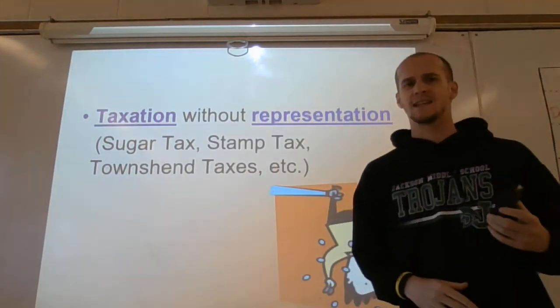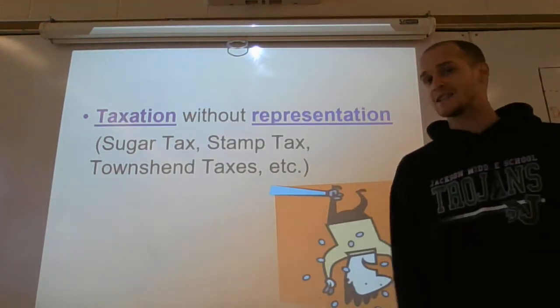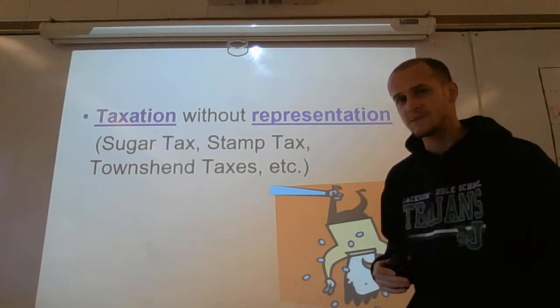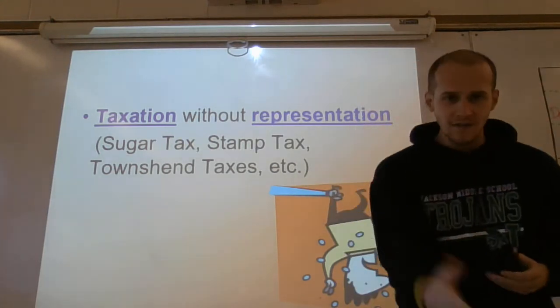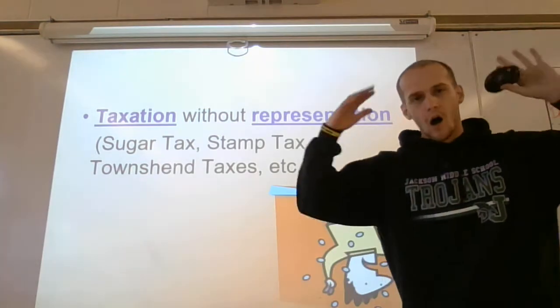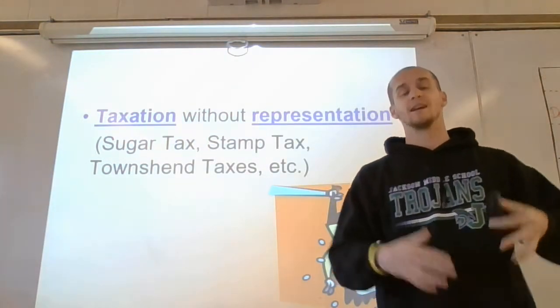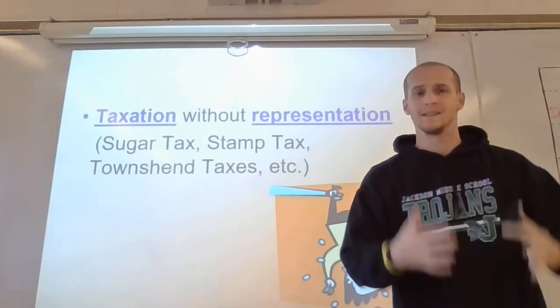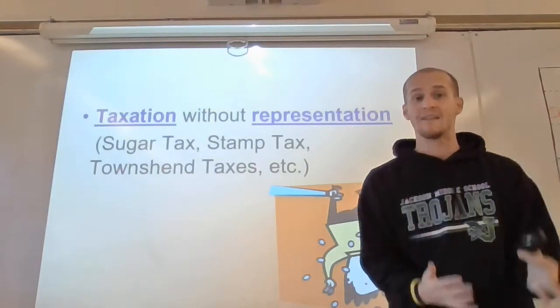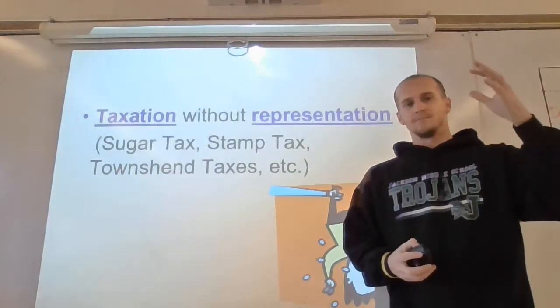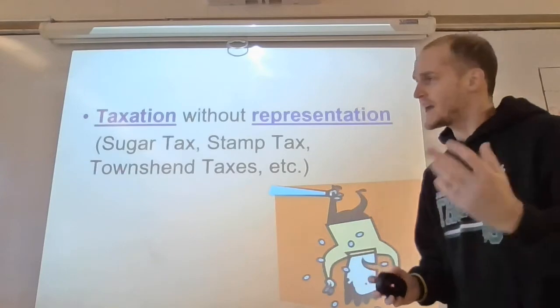They were upset about taxation without representation. All of those taxes we talked about, sugar tax, stamp tax, Townshend Acts, Tea Act, all of these taxes that were placed on them. And again, the colonies just wanted to be represented in government and have a say. King George wasn't going to let that happen. So that's one of the 27.